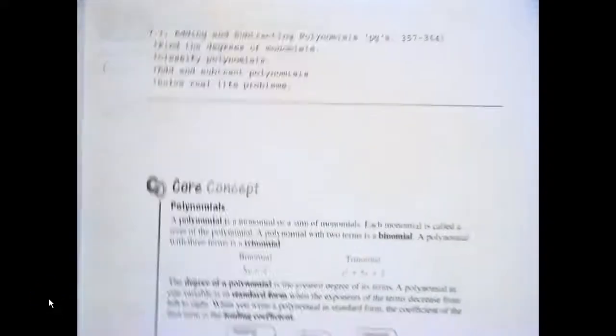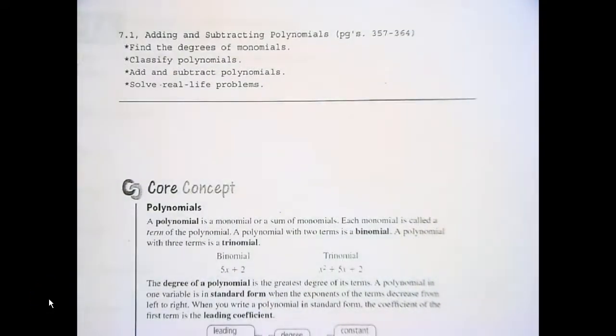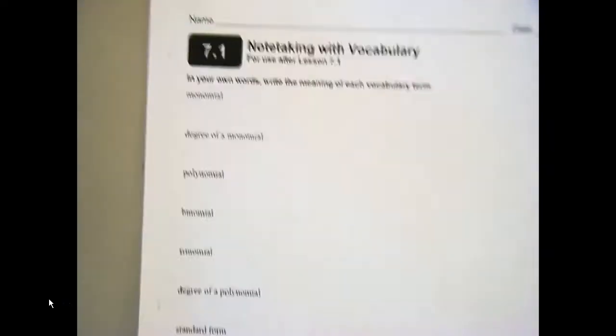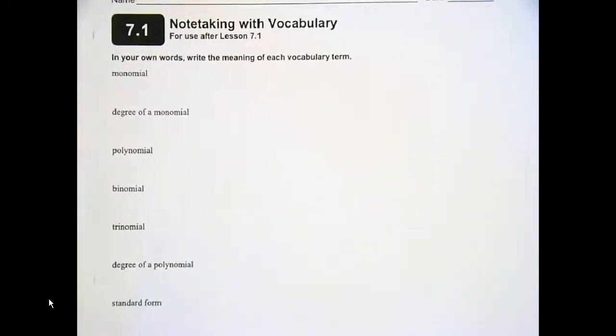Okay, hey, we're going to be dealing with adding and subtracting polynomials. All right, so first thing we need to do, you need to go through and define these terms to the best of your ability. Now, the ones you already know off of page 206, I want you to go through and do your best to define those terms. Now, there's a couple more, but try to get them all up there.